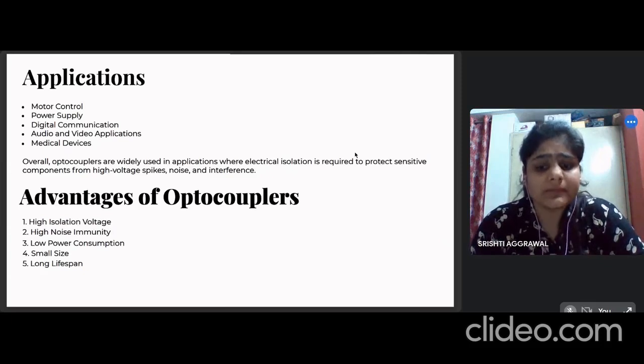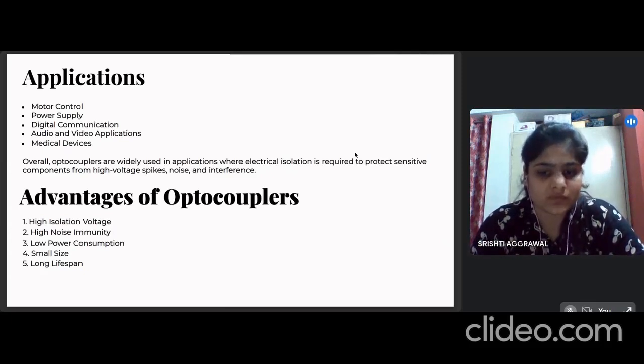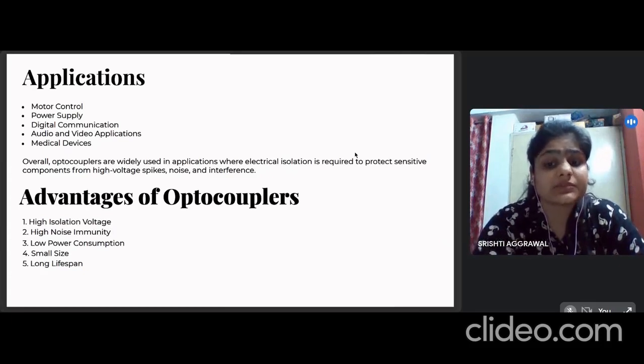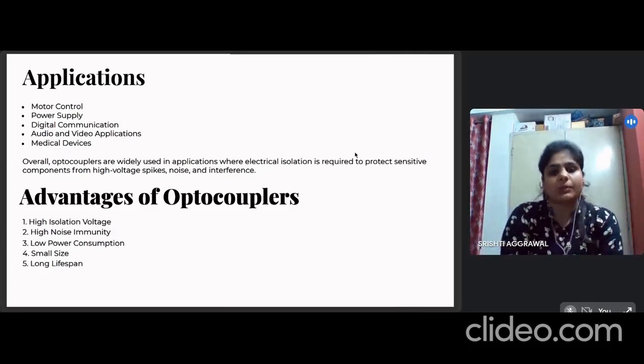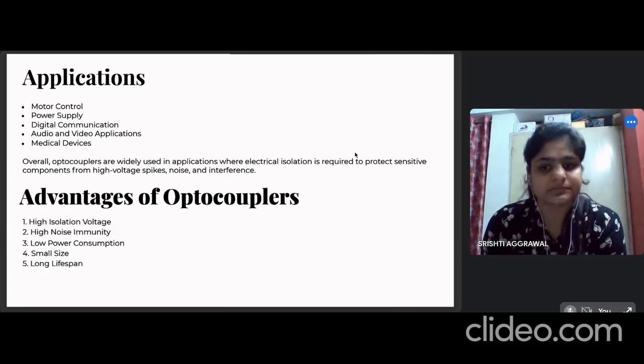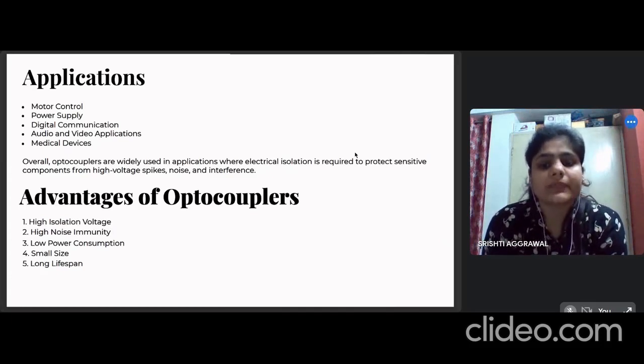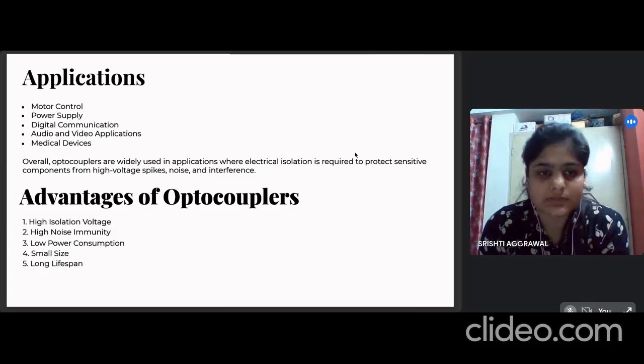The next application of the optocouplers is power supply. In power supply, they are used to provide isolation between the primary and the secondary sides of the power supply transformer. This helps to prevent voltage spikes and noise from the primary side from affecting the output voltage. The next very important application of the optocoupler is in digital communication. They are used to isolate the transmitter and receiver circuits. This helps to protect the receiver from the high voltage spikes and noise generated by the transmitter.